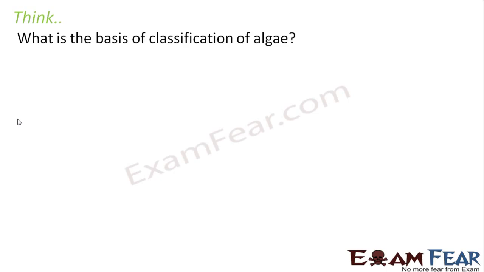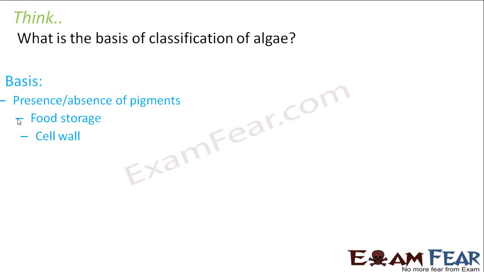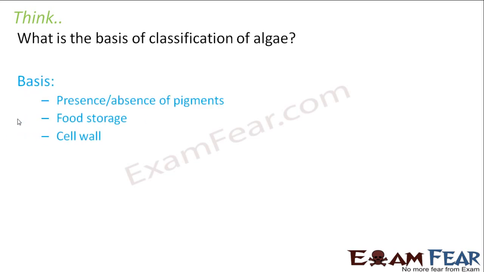So you saw that we further classified the algae. In the plant kingdom, we had a group called algae under thallophytes. So we again divided algae into three types. Why did we do so? And what was the basis of that classification? The basis was the pigments' presence. So the basis was the presence and absence of pigments, food storage and cell wall. So primarily this was the basis.